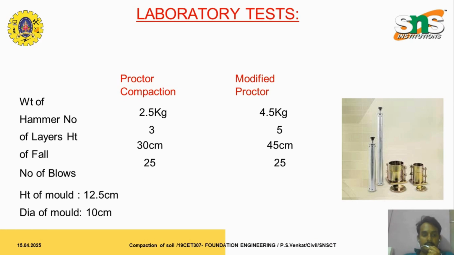Next is the modified Proctor test, where a 4.5 kilogram hammer is used. It is used for heavy duty structures like airports or high load pavements. In this method, a 4.5 kilogram hammer is used and the height of fall is 45 centimeters. The number of layers is 5 layers and 25 blows per layer is given. You can clearly see that the modified test uses a higher compactive effort. This produces higher density of soil.